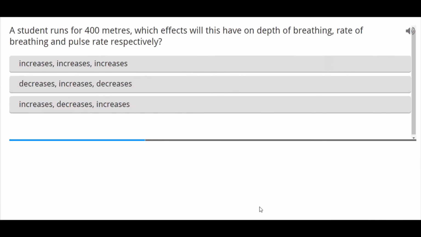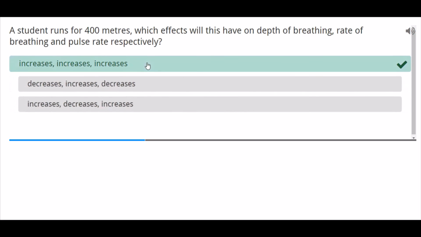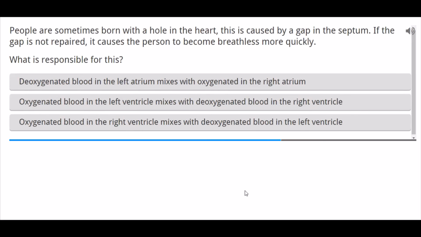The student runs for 400 meters. Which effects would this have on depth of breathing, rate of breathing, and pulse rate, respectively? They are all going to increase: the depth of breathing will increase, the rate of breathing will increase, and the pulse rate will equally increase.